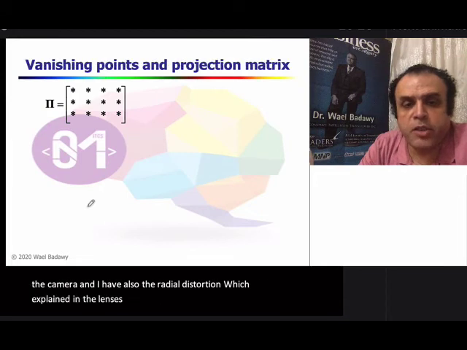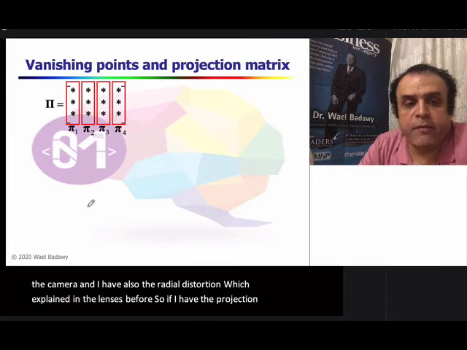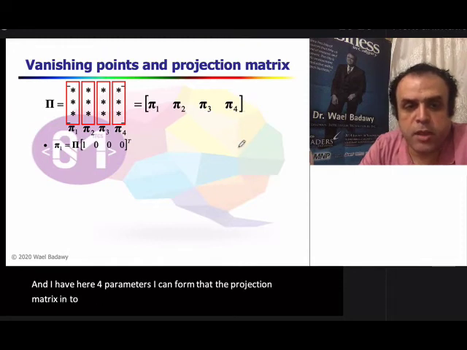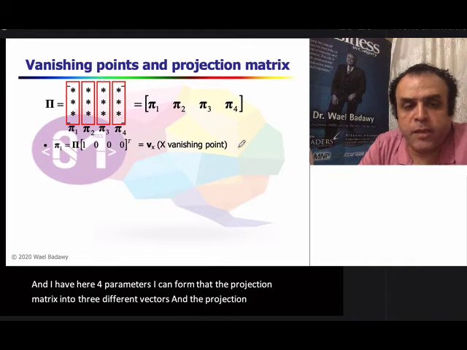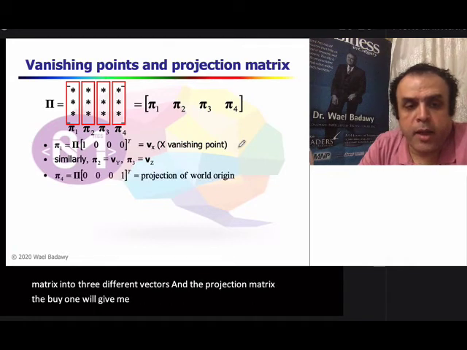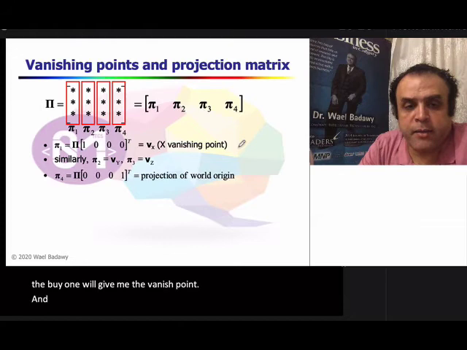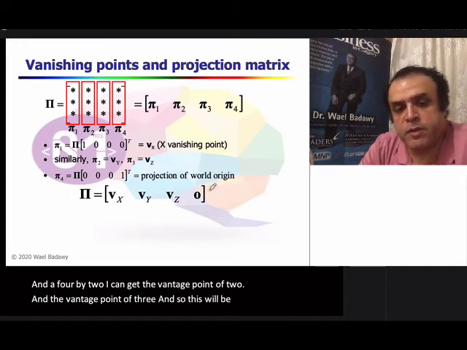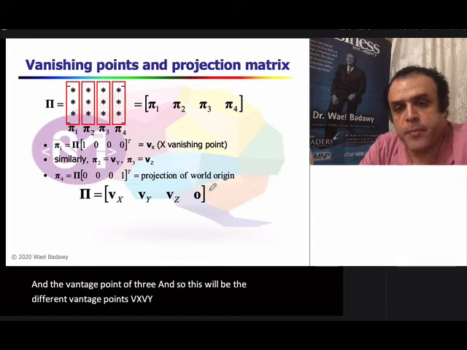So if I have the projection matrix here, and I have here 4 parameters, I can form the projection matrix into 3 different vectors. And with the projection matrix, the column 1 will give me the vanishing point, and for column 2 I can get the vanishing point of 2 and the vanishing point of 3, and so these will be the different vanishing points Vx, Vy, Vz.